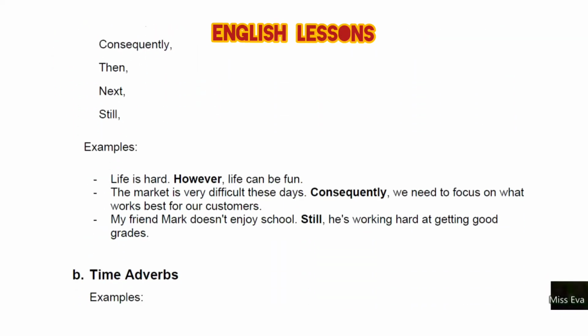For example, we go to the example. Life is hard, however, in the middle, after here, comma, after one sentence, and then however, comma, life can be fun. Okay, life is hard, however, life can be fun. The second: the market is very difficult these days. Consequently, have a comma also in here, we need to focus on what works best for our customers.